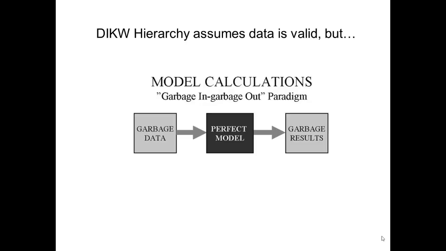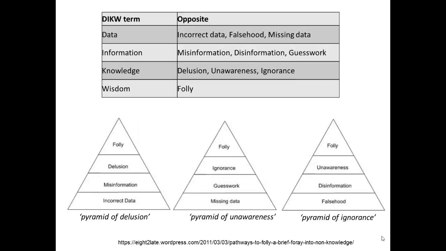You've probably heard the expression garbage in, garbage out. If we've got garbage data, we may have a perfect model about how the world works, a perfectly predictive model, but if the data that goes into our model is wrong, we're going to get rubbish out. So we have to accept that the data that you use may be problematic.